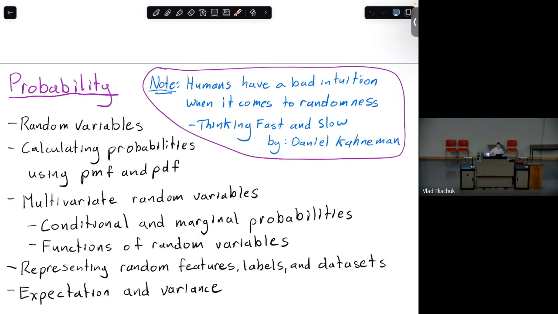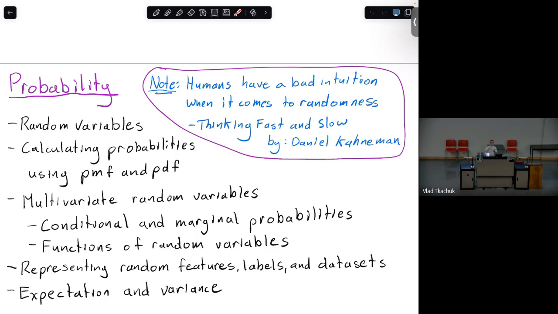This is important. This is the agenda of the class, which is usually what you see in a probability course, and we're just going to review it at a high level. We're going to talk about the notion of random variables. Then we're going to calculate the probabilities of some random variables using PMFs and PDFs. Once again, everything's going to be defined. Then we're going to introduce the idea of a multivariate random variable. Just to foreshadow what's coming, the dataset is going to be a multivariate random variable.